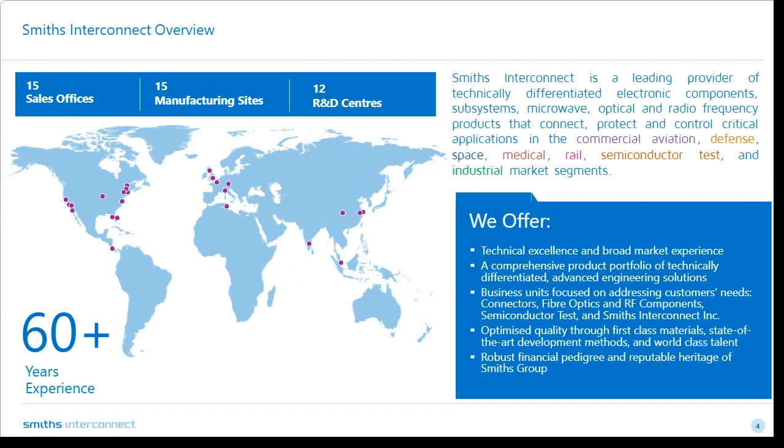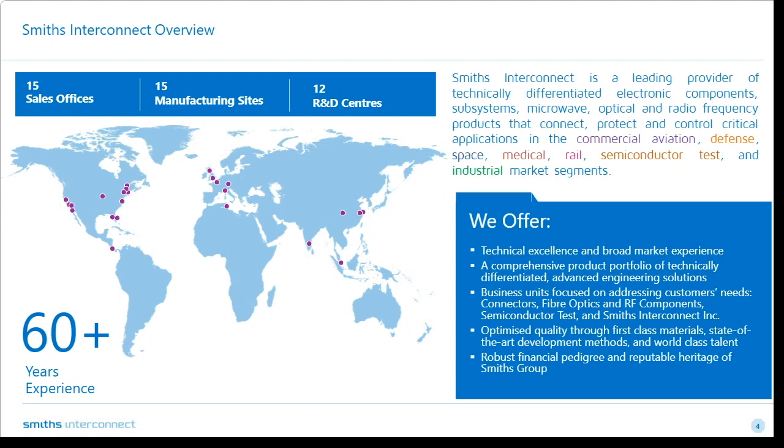The way we are structured is in different business units, addressing different customers and customers' needs. For example, connectors, fiber optics, RF components, and semiconductor test. We optimize quality through first-class materials and state-of-the-art development methods that we apply in our design and manufacturing processes. And finally, not to mention that we are part of a much bigger umbrella, Smiths Group, which has a robust financial pedigree and a reputable heritage of over 100 years.